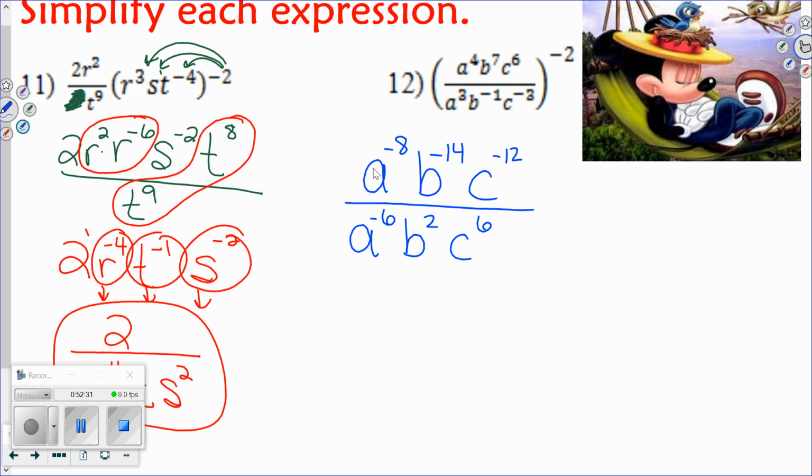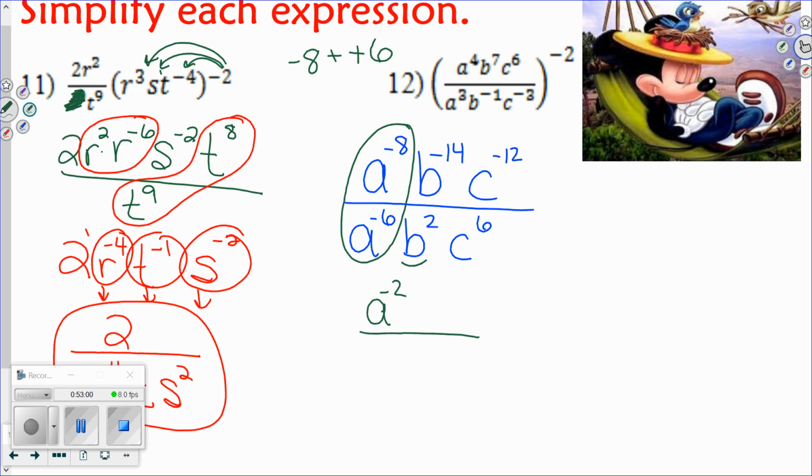Okay? From there, I'm going to look and see that I have like bases. So if I'm putting like bases together, my a's, some of you may have had some issues with some basic math going on in here. It's okay, because it's negative 8 minus negative 6. That's going to give you negative 2. By default, they go where? They go to the top. So that's going to be a to the negative 2.